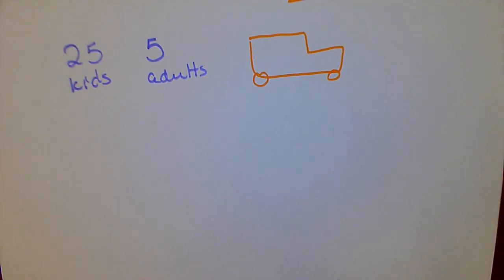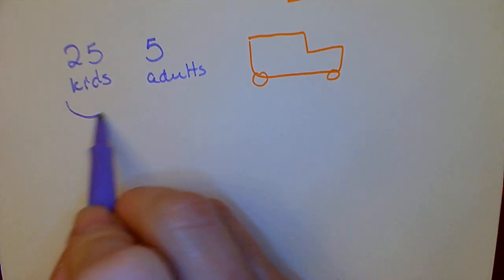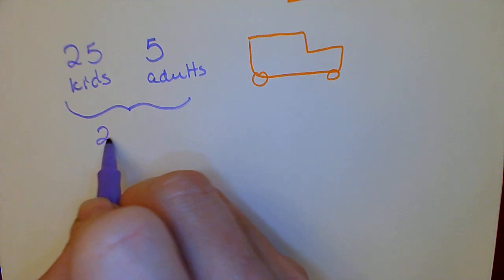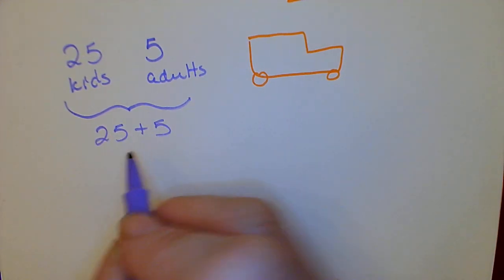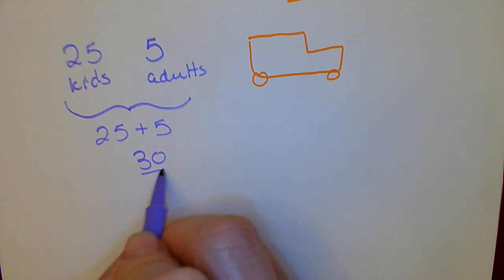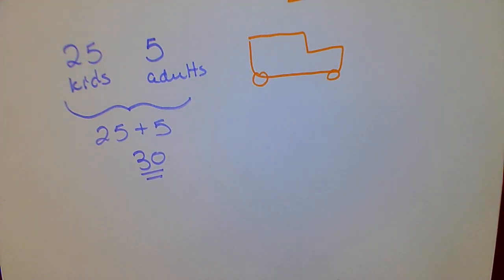Again, love my art. So first things first, we need to know how many people are going on this trip. We need to have our total. And if I do 25 plus 5, what I get is that I have 30 people going on this trip. But now I have to divide those 30 people into groups of 20. So what's going to happen is I'm going to put 20 people on this bus, and let's show that.